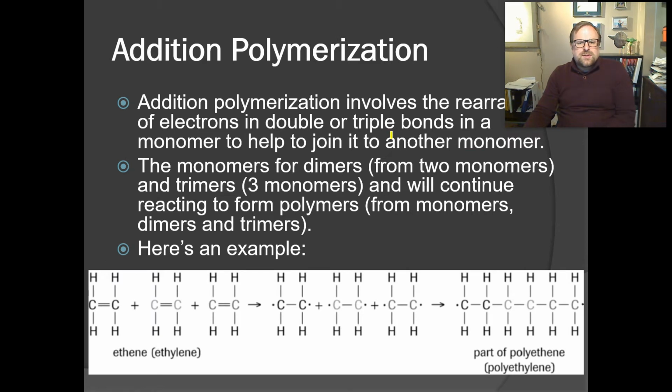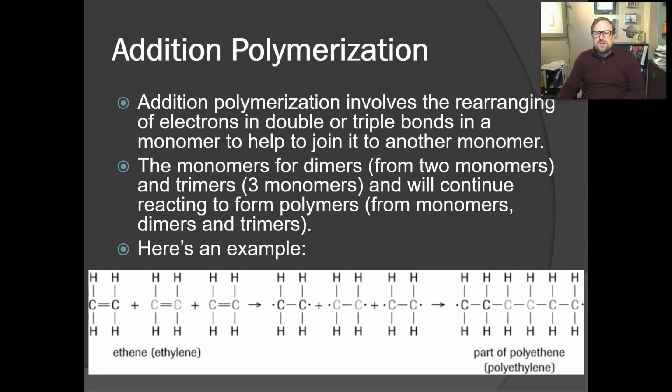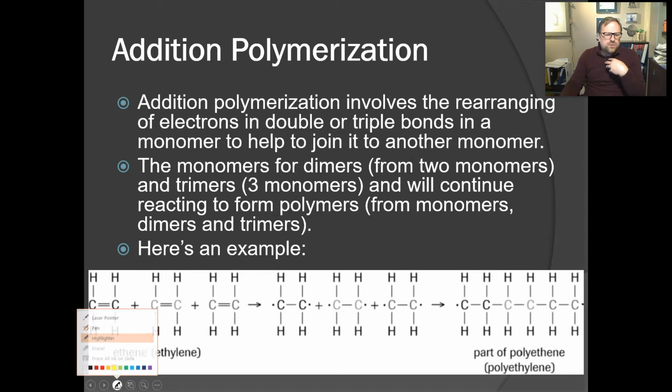So let's jump to the next slide. So the first kind of polymerization that we're going to be talking about here is something called addition polymerization. And addition polymerization involves rearranging the electrons in double or triple bonds in a monomer to help join it to another monomer. So I'm going to do a little drawing here on the diagram below just to show you what we're doing when it comes to creating a polymer here.